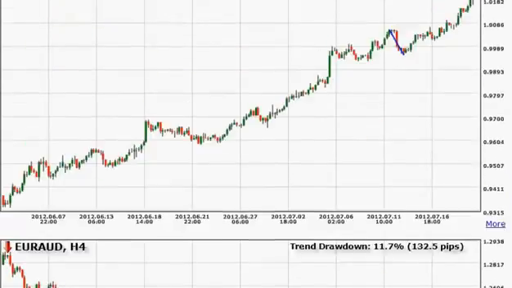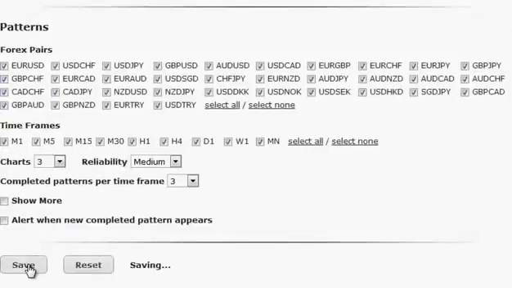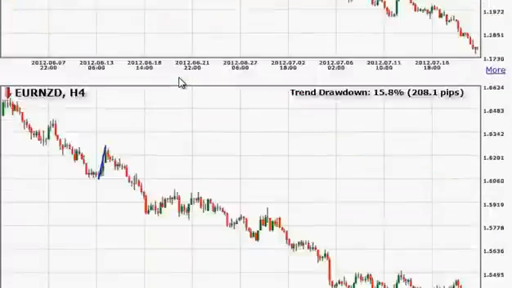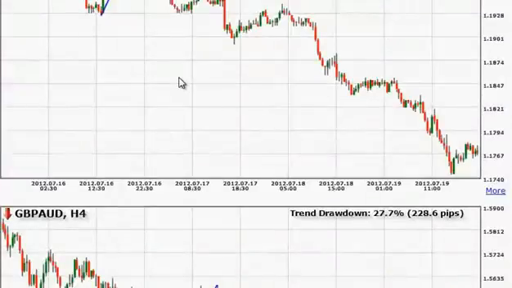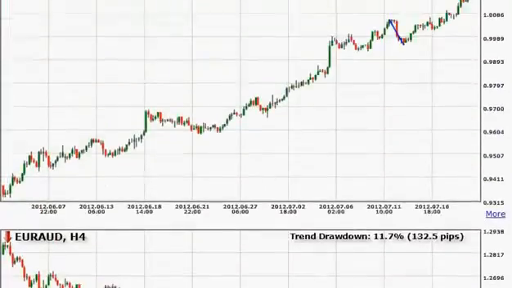If you want to see more charts, click on Settings. Let's choose 20 charts. Save settings for the next time you log in. Go back into Trends, and as we scroll down, the drawdown becomes higher, but it might still be good for trend following. The first chart is always the best one.